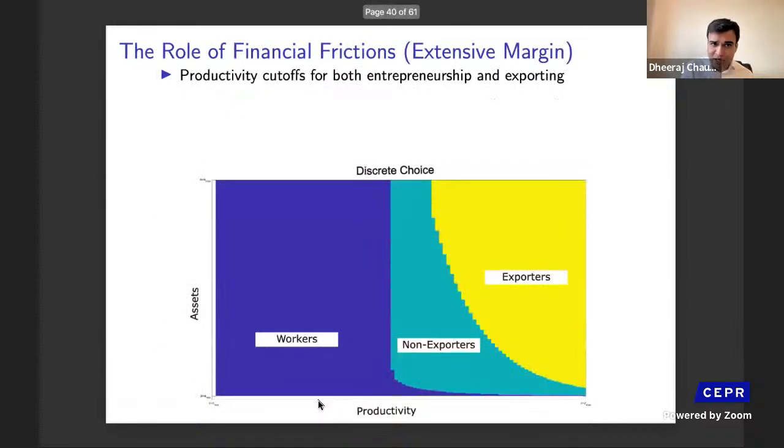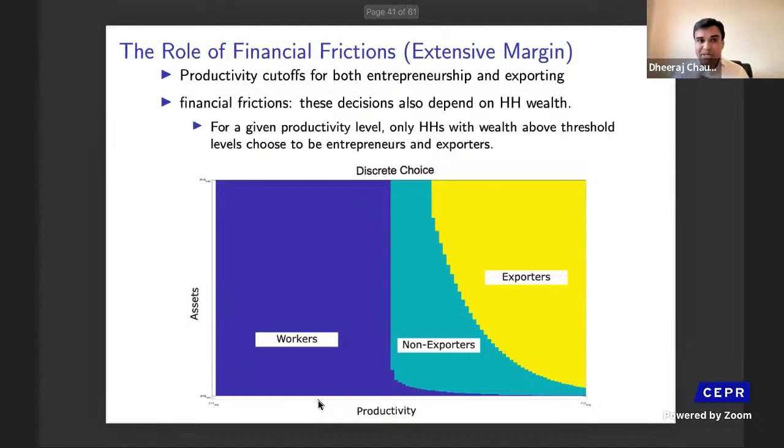To suggest how financial frictions matter, let me show you this graph. On the y-axis there are assets, and on the horizontal axis there is productivity. For the state space, I show you who chooses to become exporters, who chooses to become workers, and who chooses to become non-exporters. Productivity is an important determinant of where you end up, like in the standard Melitz model, but in standard models, assets are not important because there are no financial frictions. But when you are financially constrained, these decisions can also depend on household wealth.